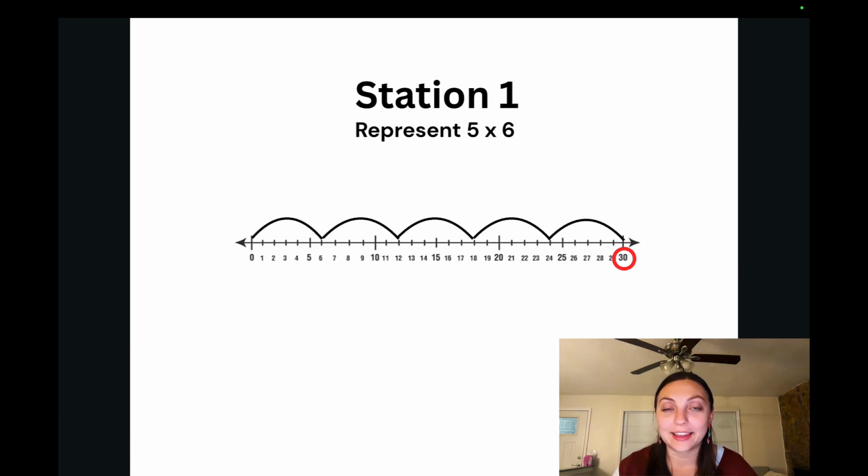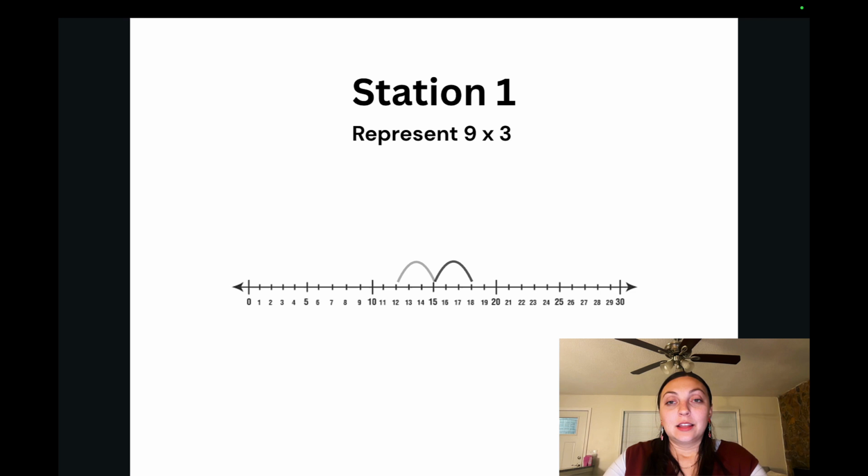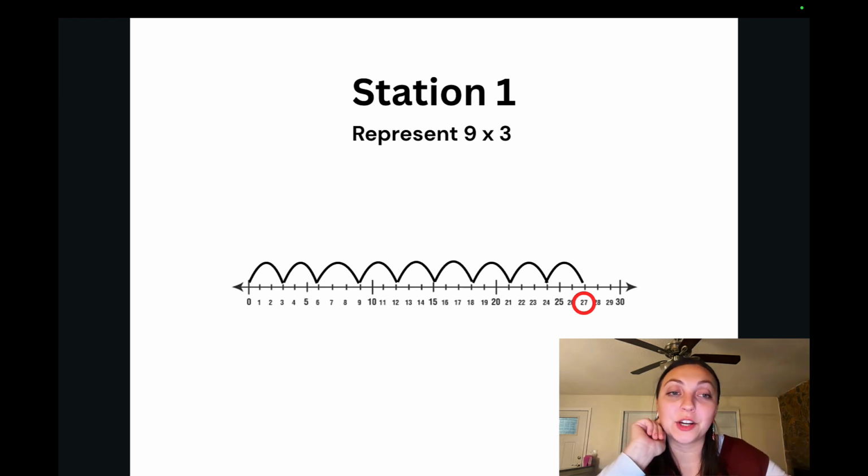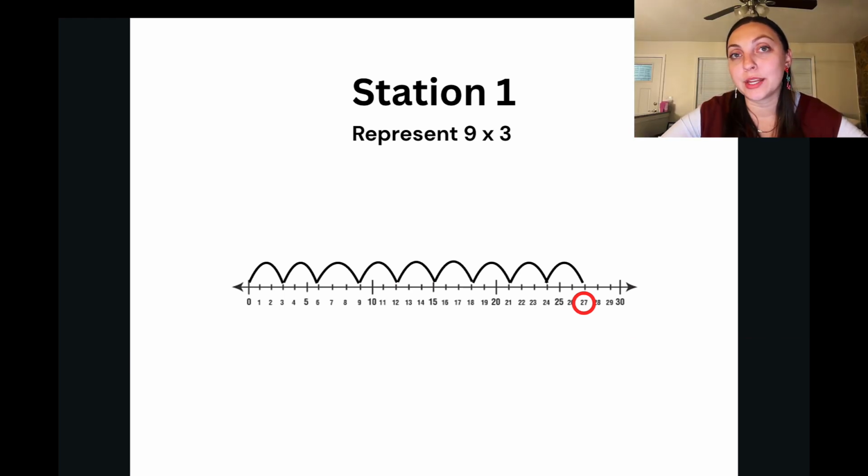And once again, I can't stress this enough, collaborating, working together. Learning is a social activity. That's a big part of constructivism. And then for the last one, it already kind of jumped to it, but 9 times 3, just to make this go faster, we see that we're counting by 3 every time because we have 9 different groups of 3, and that's what gets us our answer of 27.